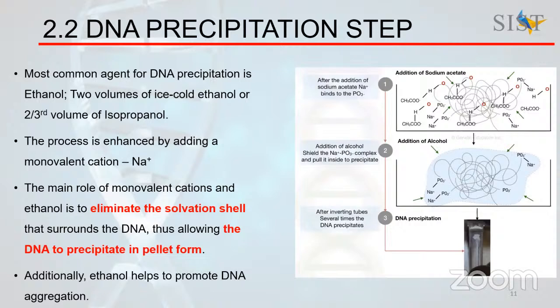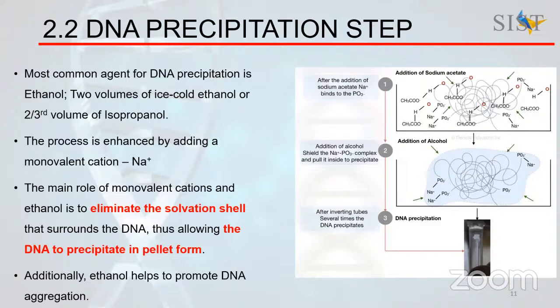So as you can see in this picture, after the addition of acetate, this Na plus goes and binds with the PO4 minus, which is present in the DNA, right? Because the DNA is made up of the phosphate backbone, sugar, and then the nitrogenous base. They are the ones which make up the entire DNA, right? So by this Na plus binding to the PO4 minus, it can specifically separate the DNA.